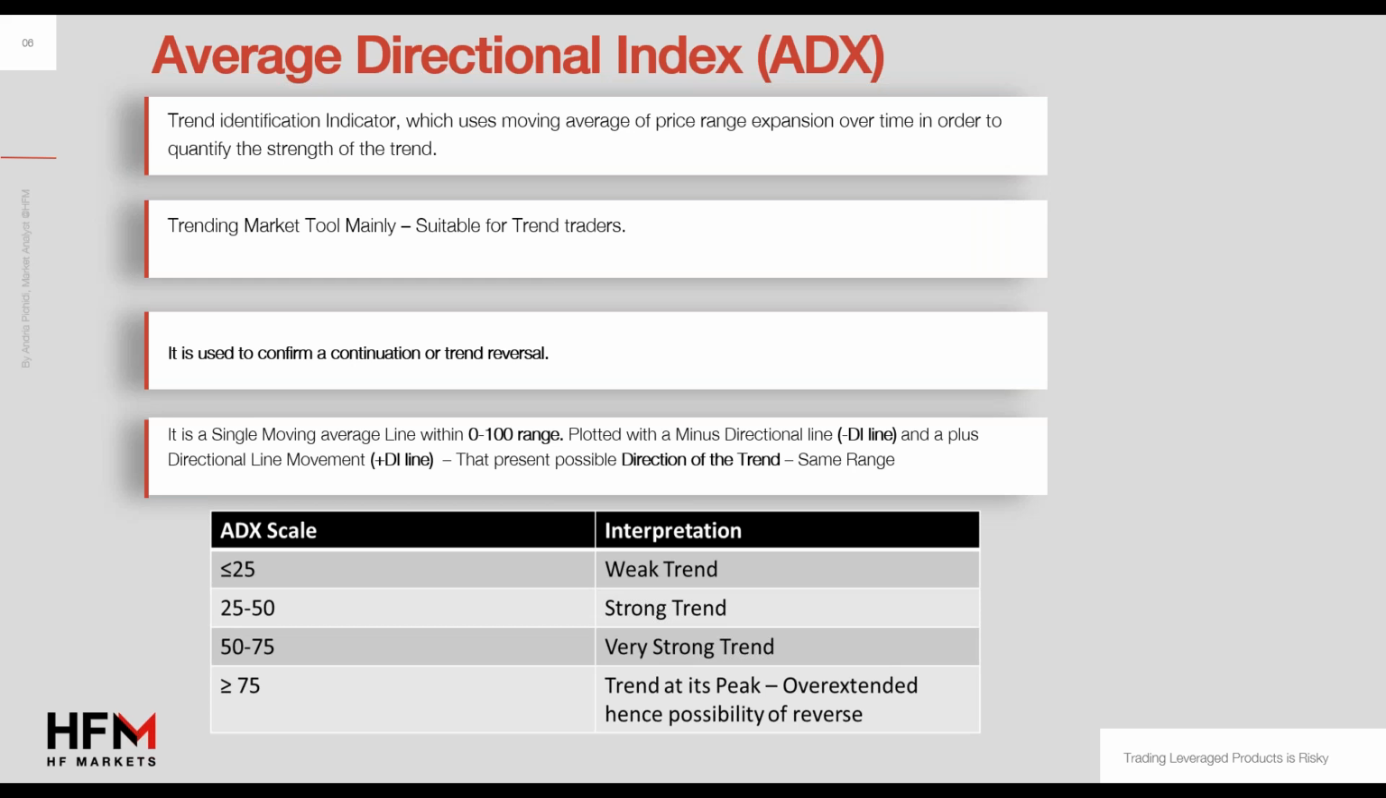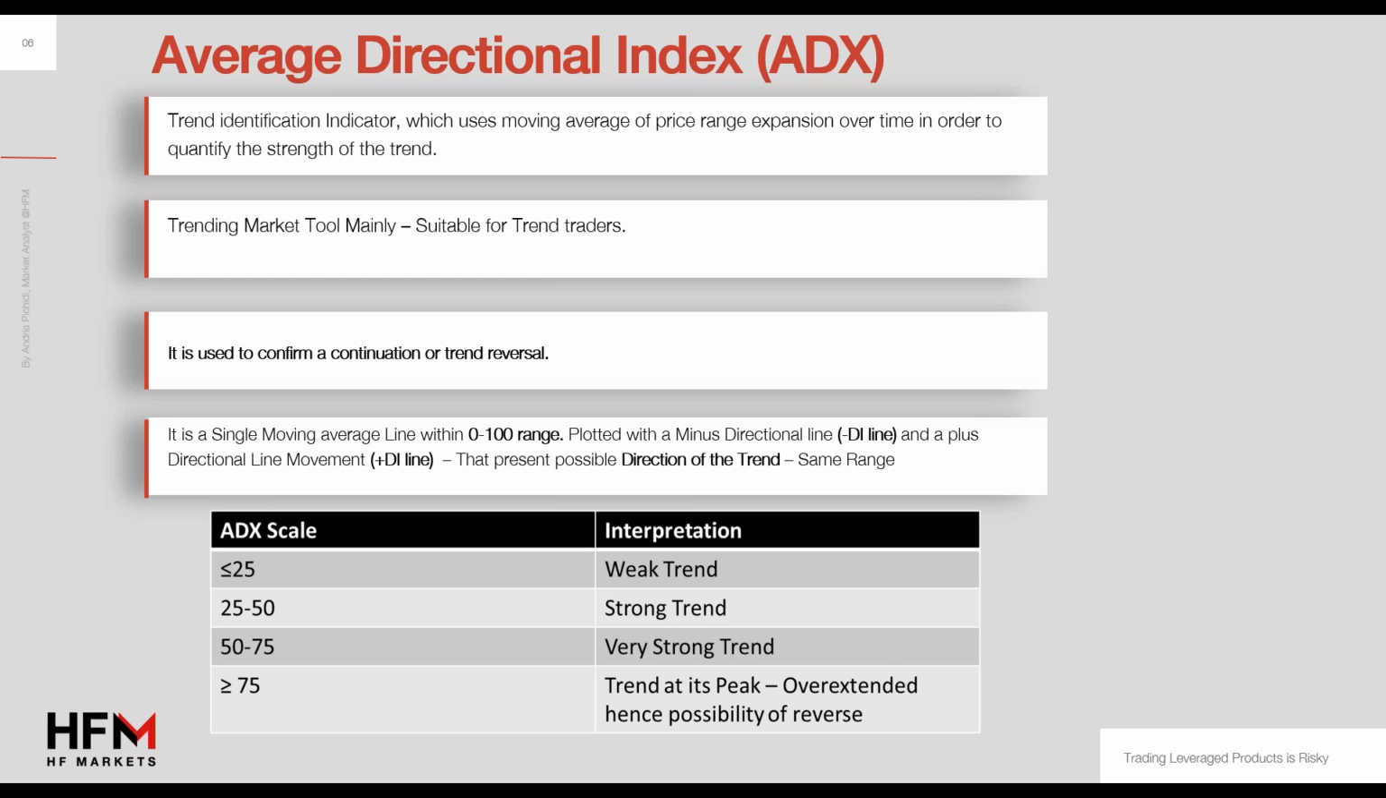Now, know that nothing lasts forever, right? So if we have an extreme condition with ADX above 75, that means this trend is overextended. So there is the risk of a pullback, a reversal or a correction. If the indicator is above 75, that indicates the trend is overextended and possibly at its peak.